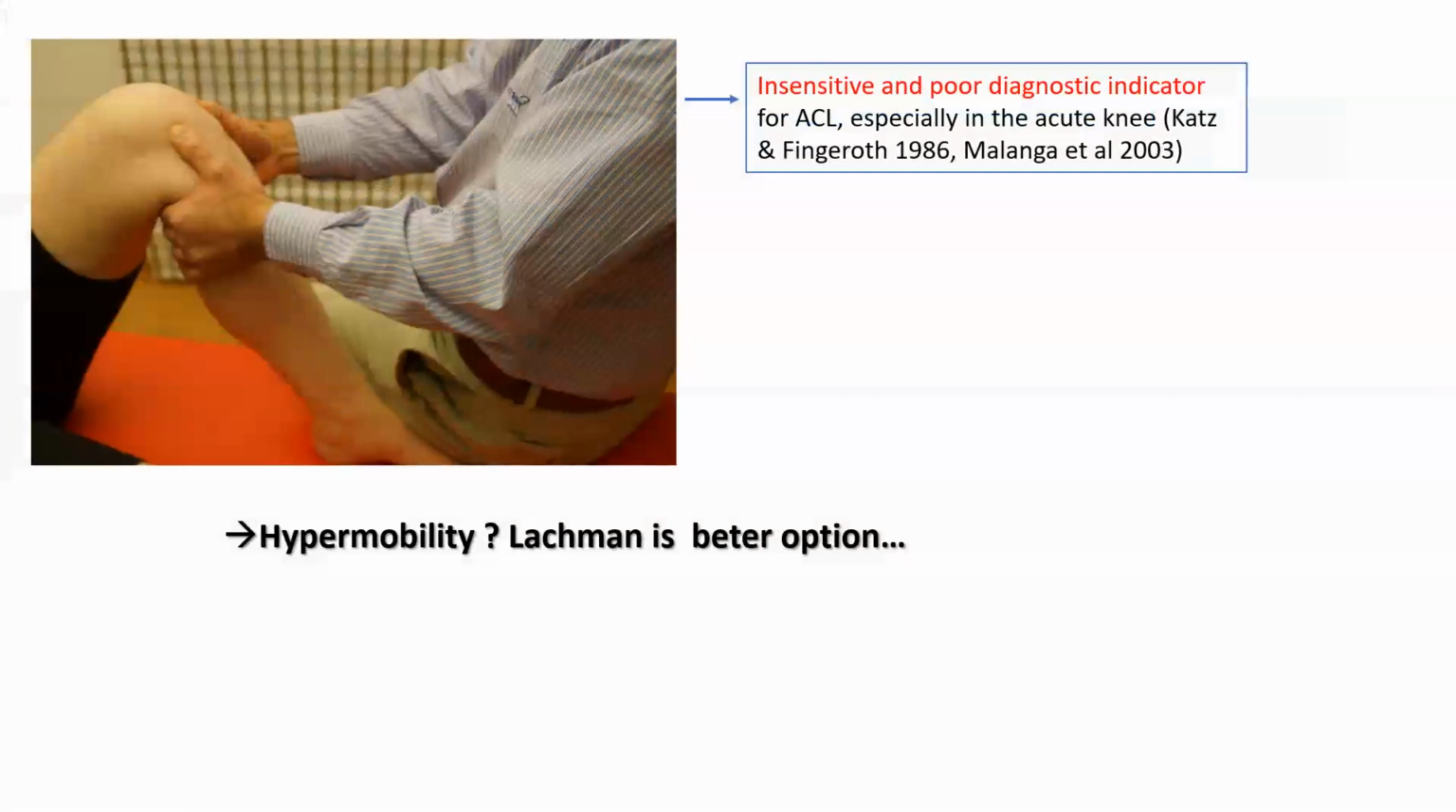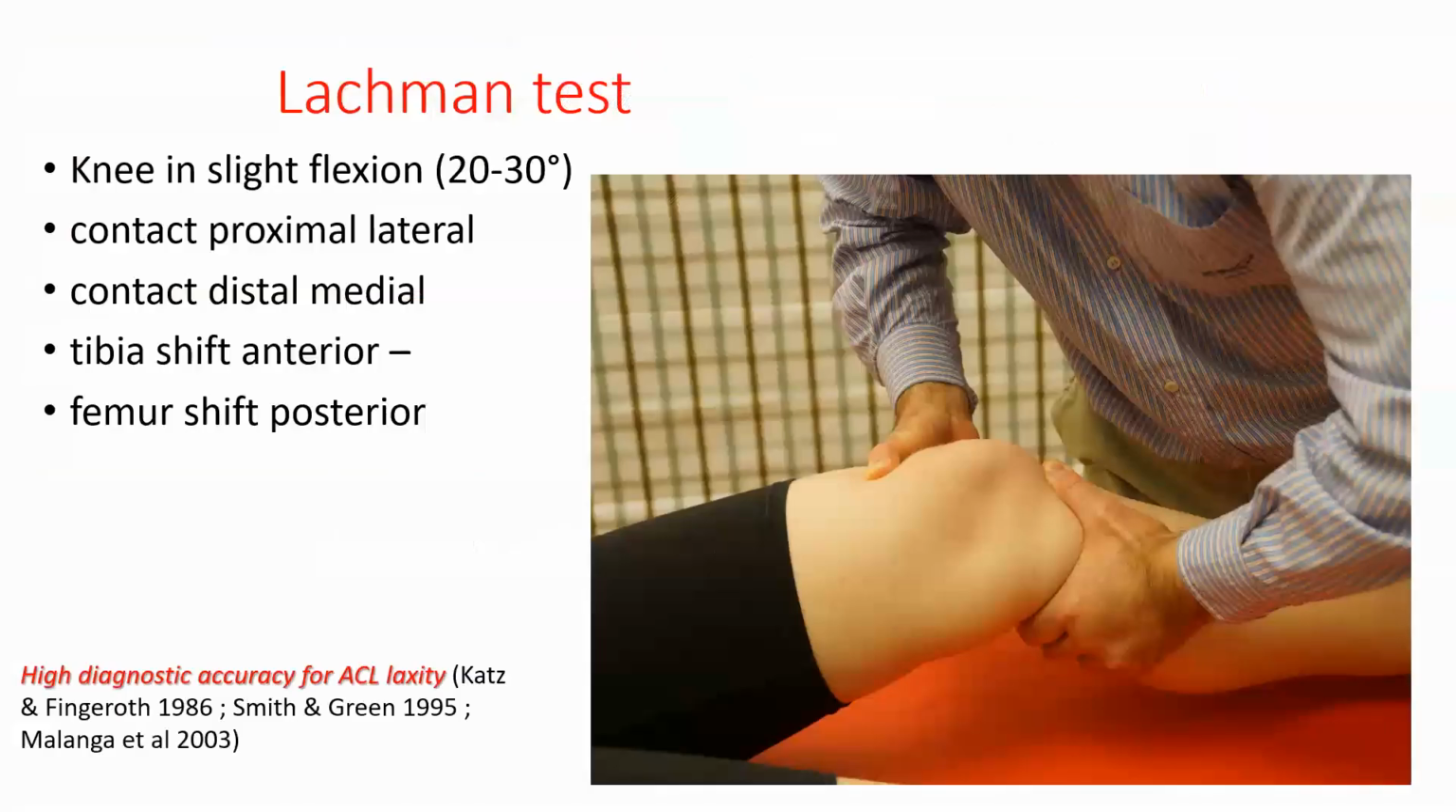The anterior shift, a so-called test for the anterior cruciate ligament, but unfortunately that doesn't seem to be a very reliable test. The good news is we have better tests. For instance, the Lachman is a better option. Now we compare left and right, and we are not looking for pain. We are looking for hypermobility. Okay.